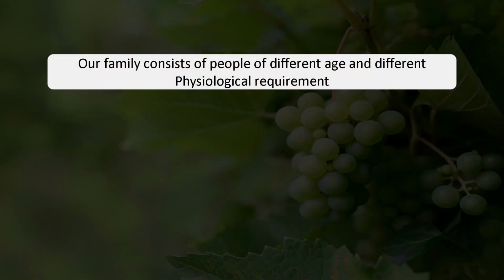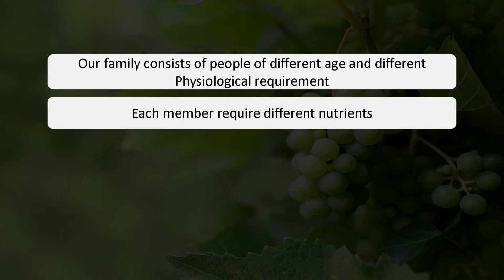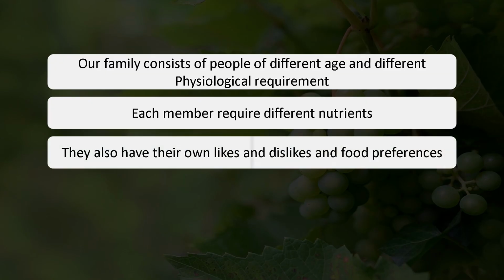Our family consists of people who are adults, aged, and children. You all will agree with me that they have different physiological requirements, and these requirements change at different periods of time. Persons in each group have the need of carbohydrates, proteins, vitamins, and minerals, and obviously other nutrients. Now, these nutrients are supplied by a variety of food items available.